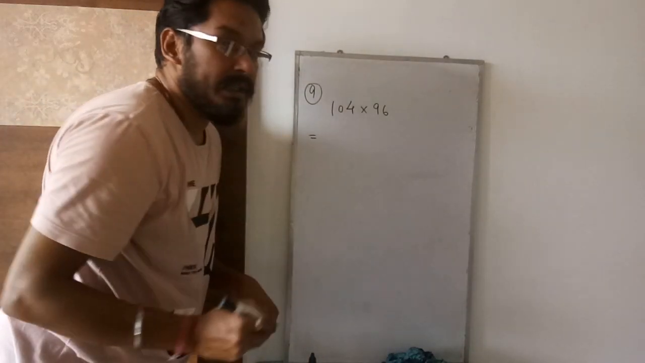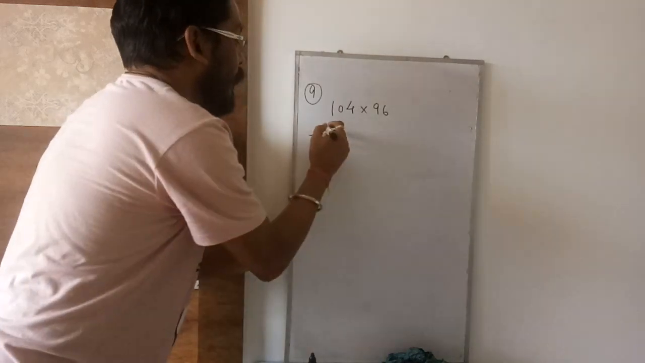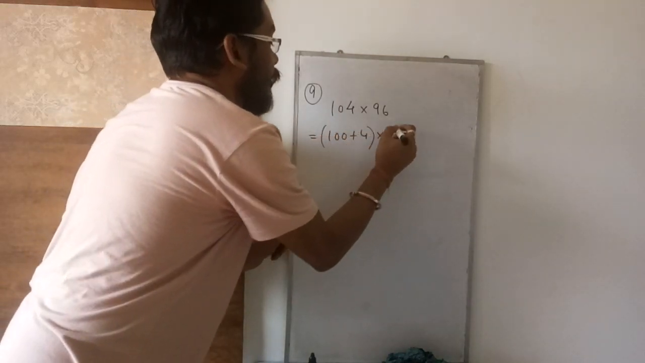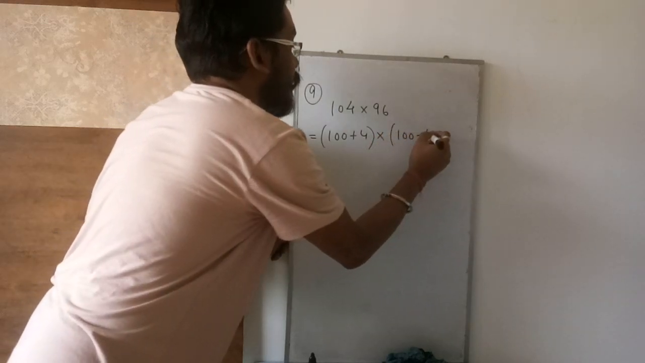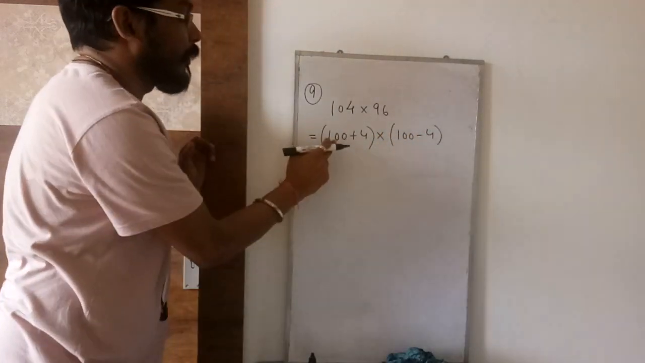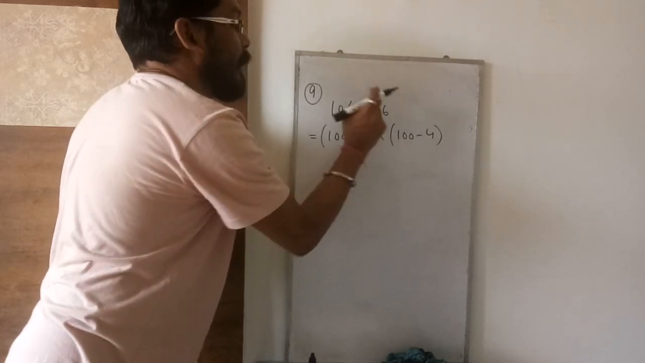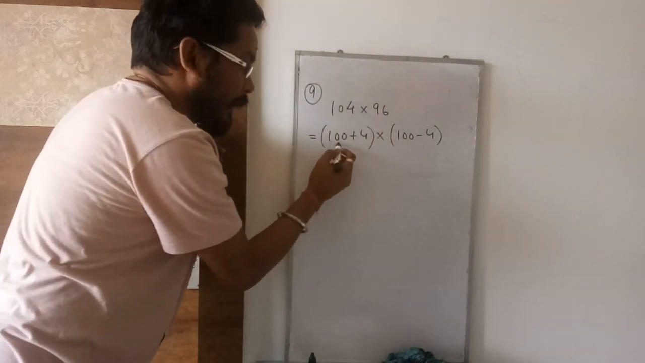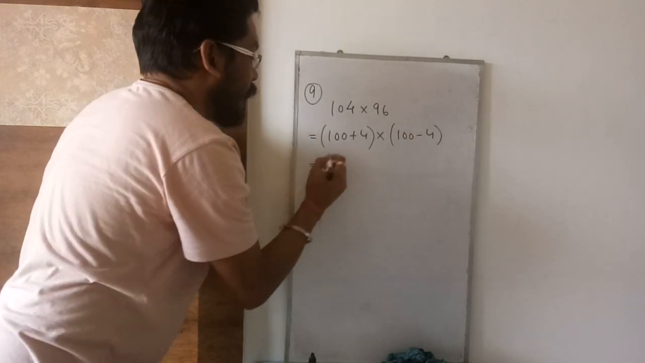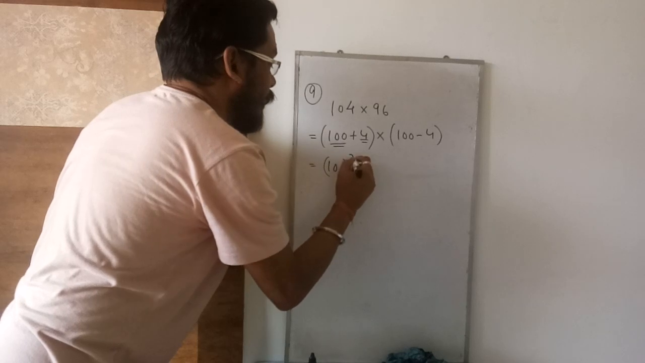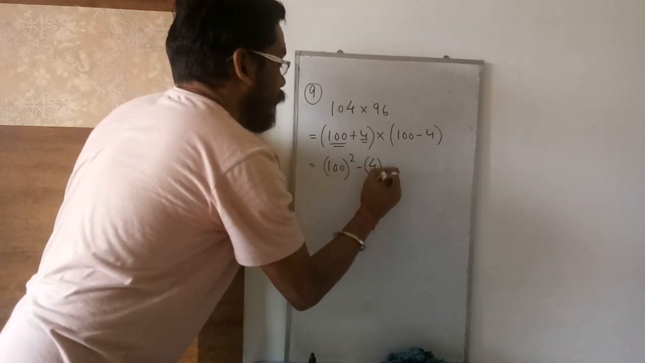So here bigger is 104. So let me write this as 100 plus 4, into 96, which means 100 minus 4. Okay, same value 100, 100, 4, 4. 100 plus 4 is 104, 100 minus 4 is 96. So it is in what form? A plus B, A minus B. This is your A, this is your B. So you can write what? A square minus B square.